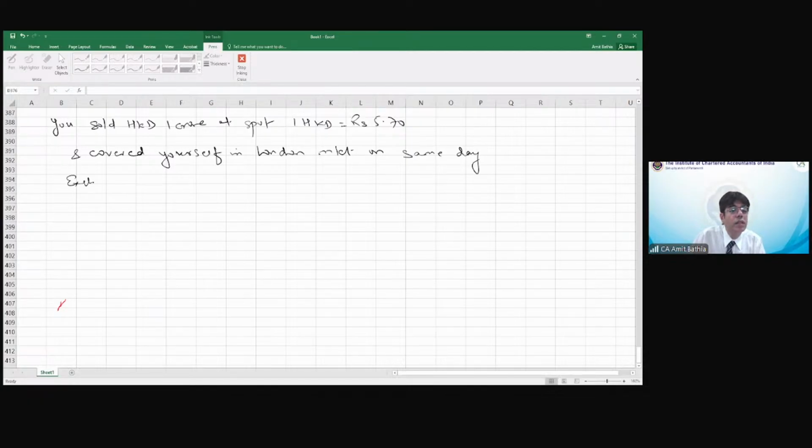Exchange rates were US $1 equal to HKD, that is Hong Kong dollar, 7.5880, 7.5890.